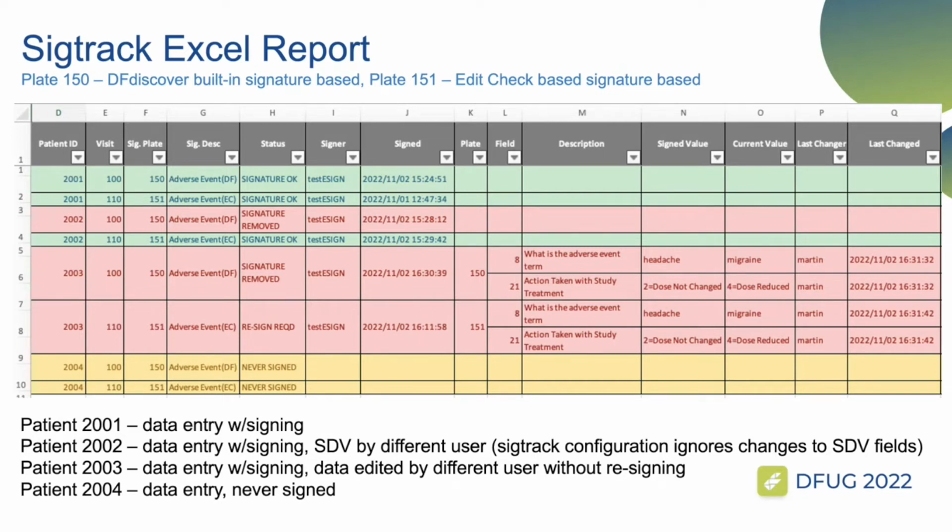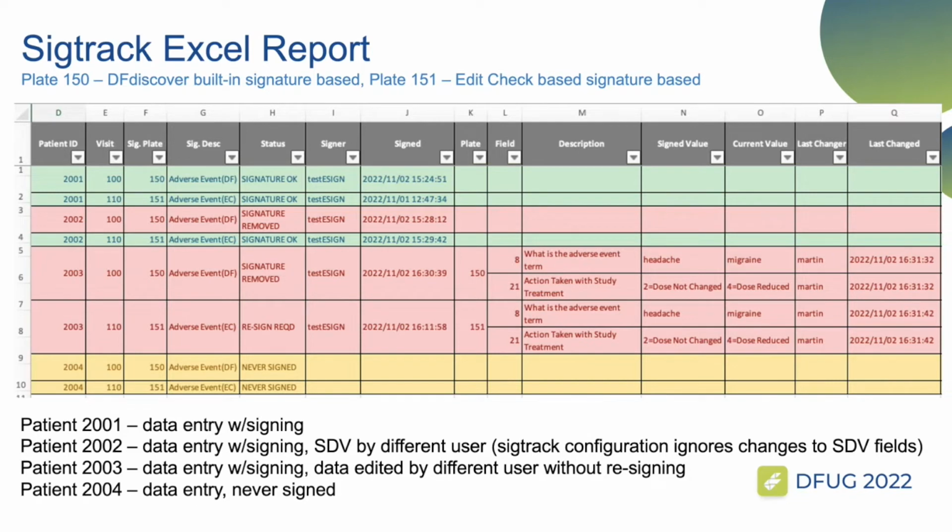So both of them have OK signatures and the date that it was done. For patient 2002, we had data entry with signing, so same thing as what we had in the previous one, but then an SDV user came in and checked the SDV flag boxes.